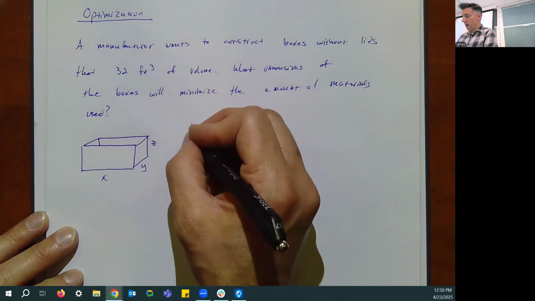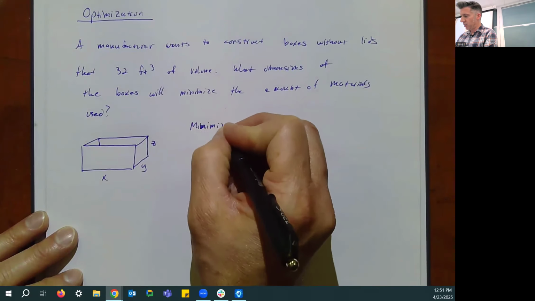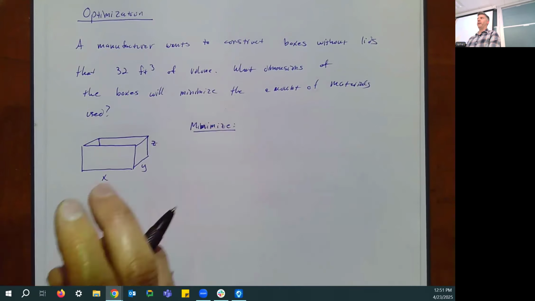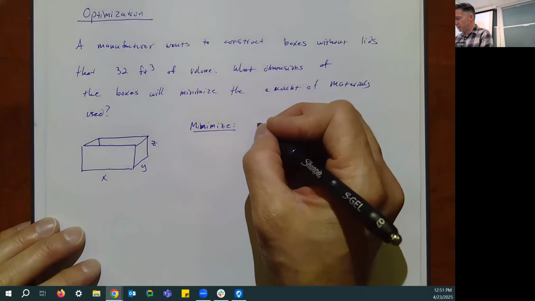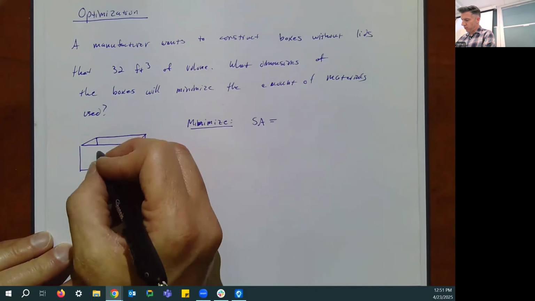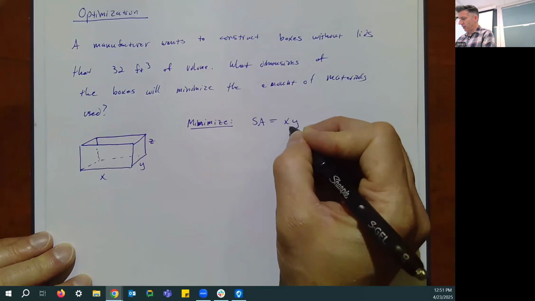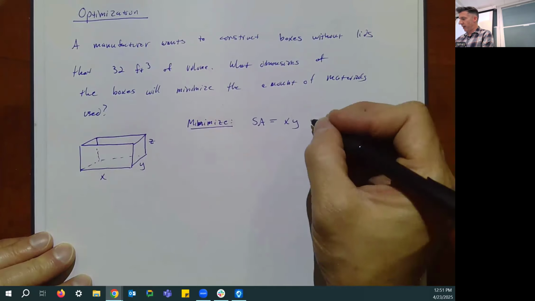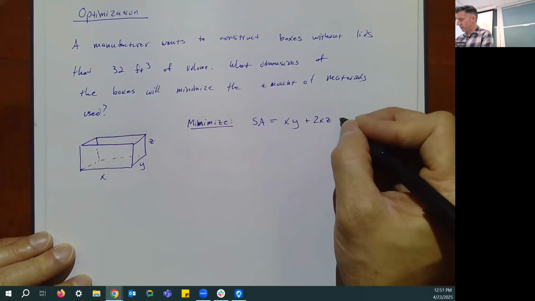Our thing we want to minimize. So when they say minimize the amount of material that's used, they really mean minimize what? The surface area, right? That's the amount of material used, the amount of cardboard or whatever you're making your box out of. So we want to minimize the surface area, which is equal to the bottom rectangle, which is X times Y, plus the front and back rectangles, which are both X times Z, plus the left and right rectangles, which are both Y times Z.